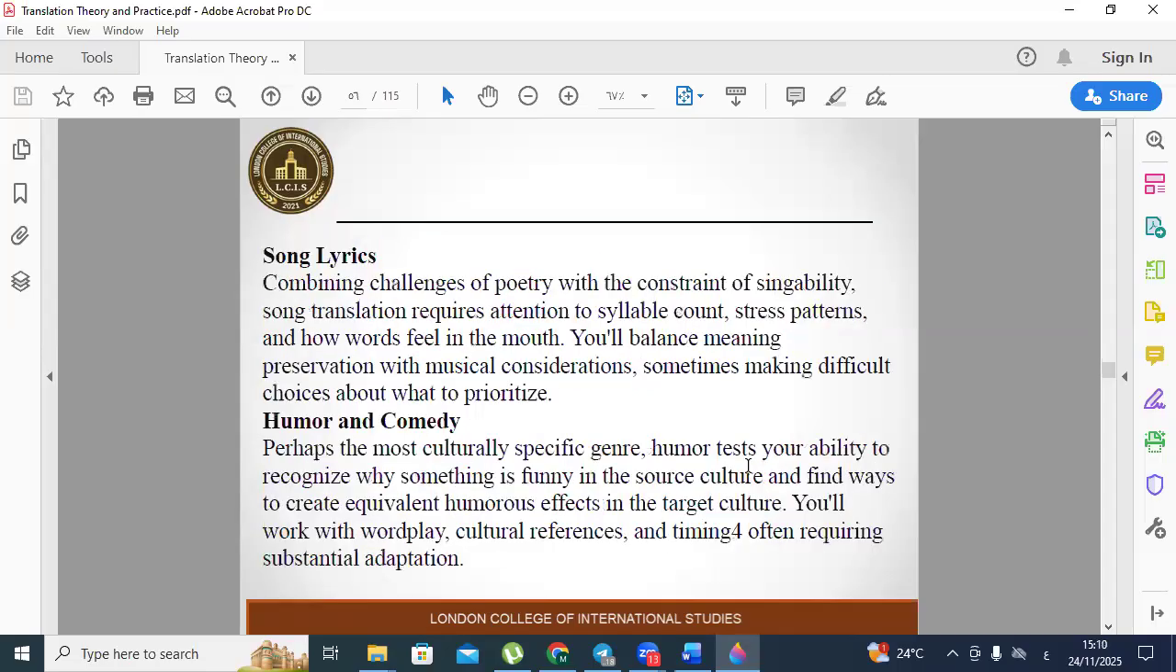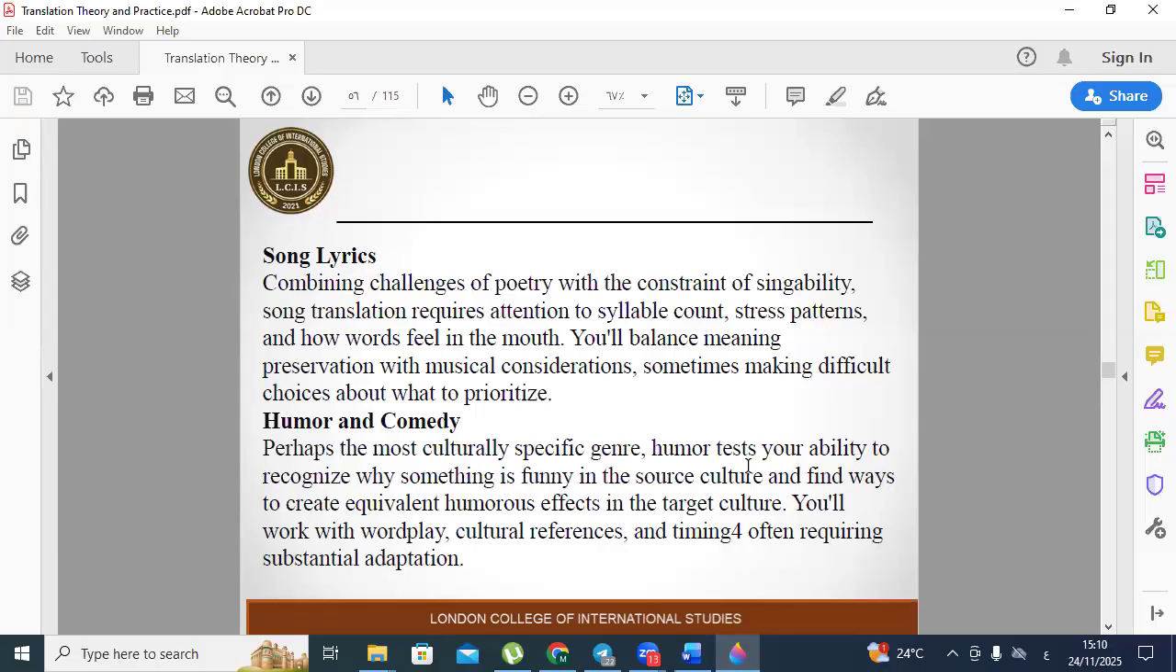Song lyrics, combining the challenges of poetry with the constraint of singability. Song translation requires attention to syllable count, stress pattern, and how words feel in the mouth. You'll balance meaning preservation with musical consideration, sometimes making difficult choices about what to prioritize.